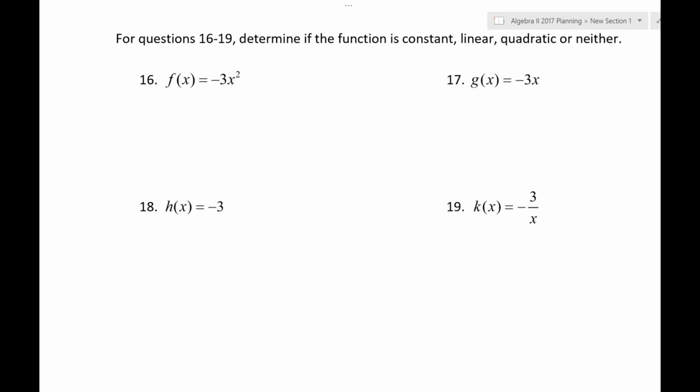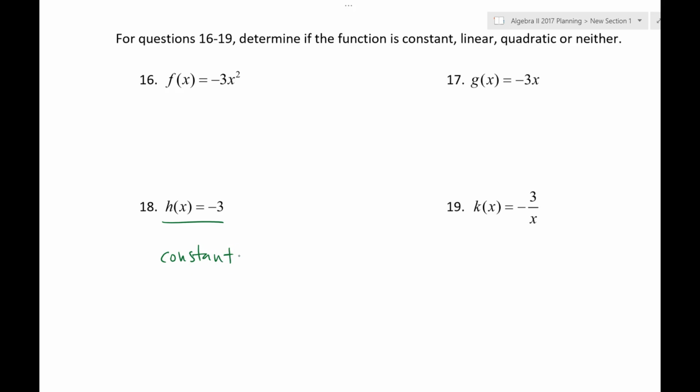So 16 through 19, this is a simple classification question about whether functions are constant, linear, quadratic, or neither. Well, constant functions are easy. Those are ones that just equal a number no matter what the input is. And so we can see that 18 satisfies that idea. And so that's going to be a constant function.